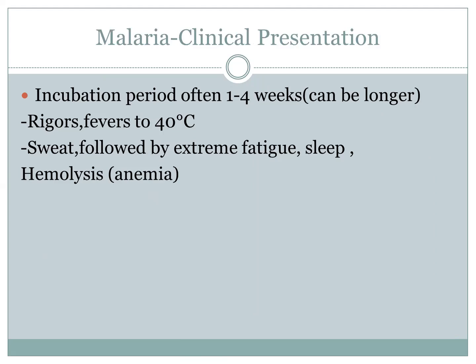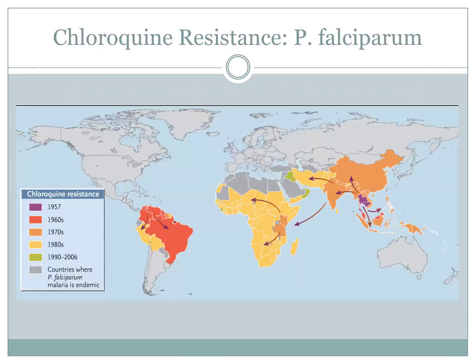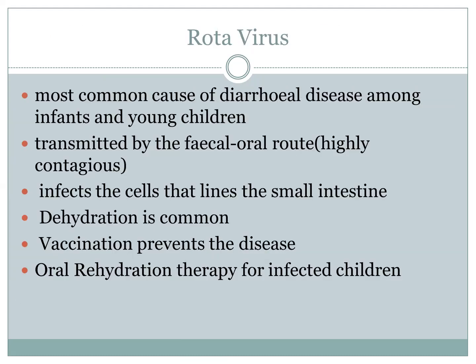The incubation period is often 1 to 4 weeks. The person experiences rigors, fevers up to 40 degrees, and sweating, followed by extreme fatigue and sleep. The treatment includes chloroquine, and in places where chloroquine is resistant, Malarone, mefloquine, doxycycline, and primaquine are recommended. They are all very effective if taken correctly. This picture shows that antimalarial chloroquine resistance has developed in a number of world regions.